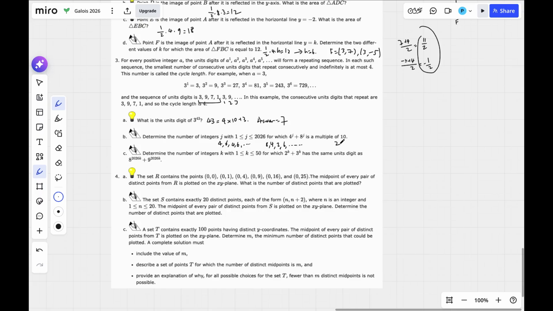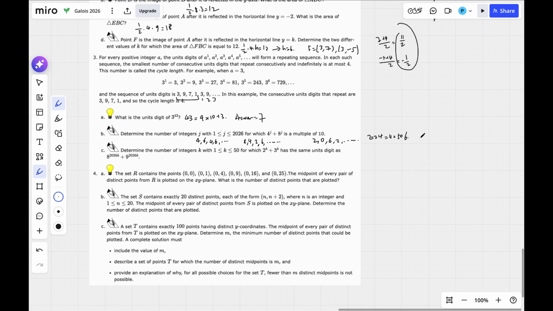since it's multiplied by 1, then we just need to figure out how many of these become a multiple of 10. So when j is 1 more than a multiple of 4, this is 4 plus 8, which is 2. When j is 2 more, it's 0. When it's 3 more, it's 6. And when it's 4 more, it's also 2. So it only works if j is 2 more than a multiple of 4.